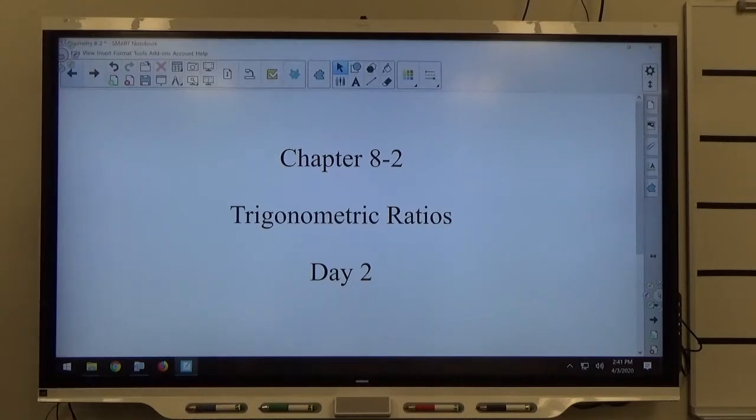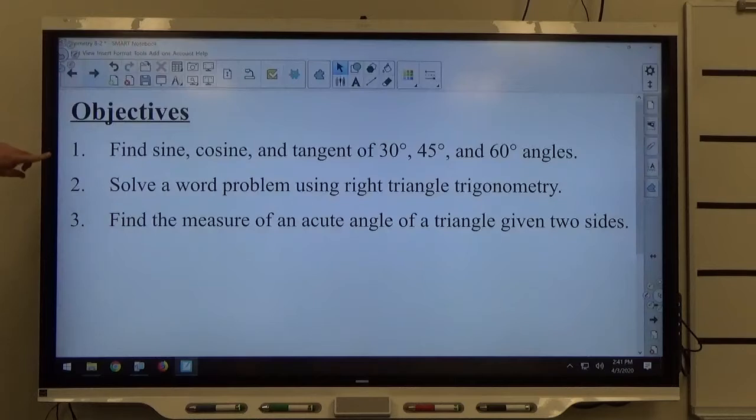Okay, for Chapter 8.2, Day 2, we're going to delve more into the trigonometric ratios in right triangles. Again, only right triangles in Chapter 8.2. You'll notice the objectives for today. We're going to find sine, cosine, and tangent of a 30, 45, and 60 degree angle.